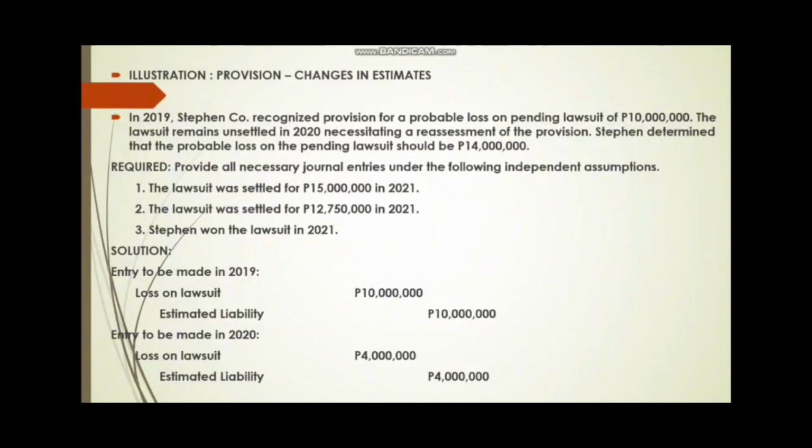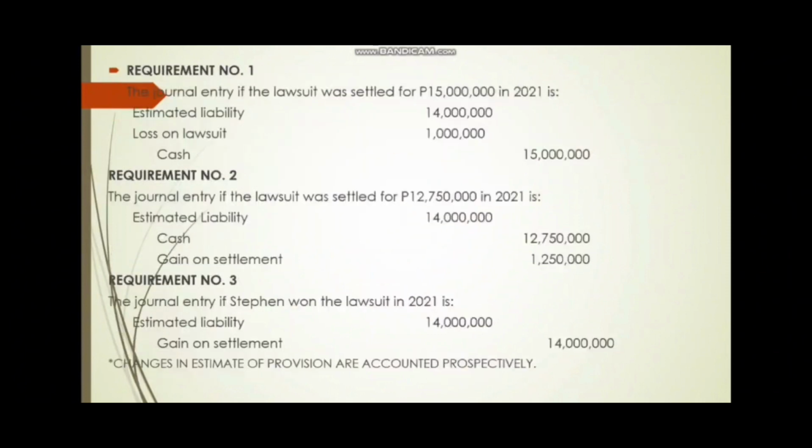2. The lawsuit was settled for 12,750,000 in 2021. And 3. Stephen won the lawsuit in 2021. So the entry for 2019 is loss on lawsuit 10 million and estimated liability 10 million. Entry to be made in 2020 is loss on lawsuit 4 million, estimated liability 4 million.